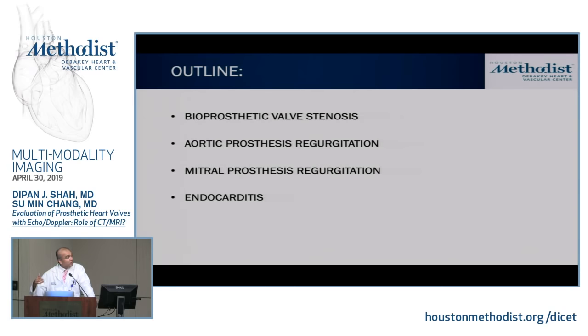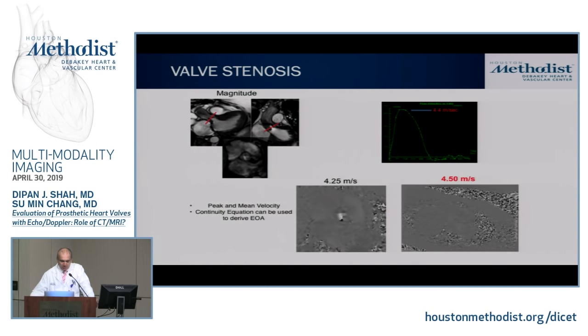So what I'm going to try to do here is talk to you a little bit about how CMR could help, and really it's in these kind of 3 or 4 scenarios that I want to touch on. One is for bioprosthetic valve stenosis, and again, as I mentioned, for mechanical valves, if you're looking for stenosis, CMR is not really going to be the test of choice. The other is if you're looking for aortic prosthesis regurgitation or mitral prosthesis regurgitation, that's an area where CMR can help. And then I'm going to talk about endocarditis, and what CMR can and also cannot do in the setting of endocarditis.